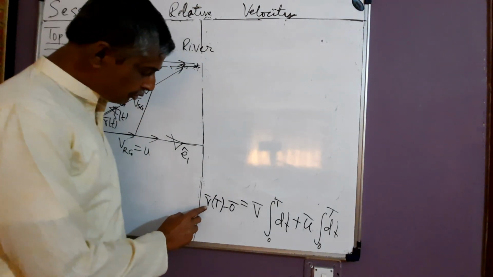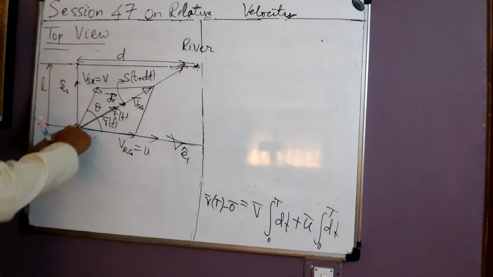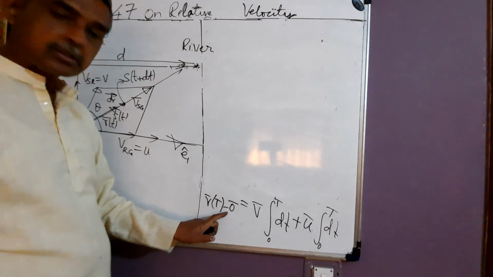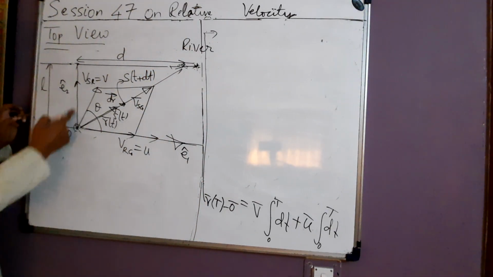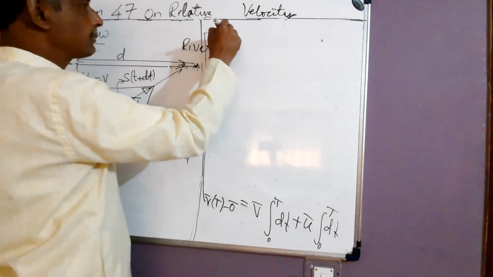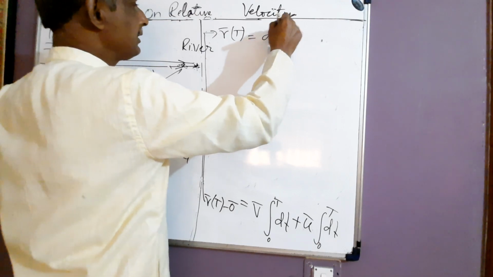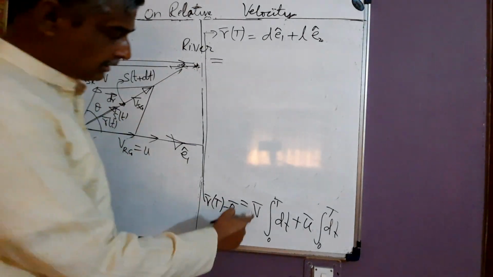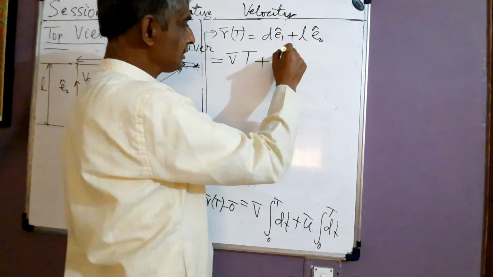Now R bracket T is the position vector of the swimmer at time capital T, at the instant when it just crosses the river. That is from here to here. The straight line vector from here to here is R bracket T. It is nothing but the displacement of the swimmer with respect to the ground in time 0 to capital T. So now this displacement has two components: a component along this direction, which is L E2, and a component along the river flow, which is D E1. So the net displacement R bracket T can be written as D into unit vector E1 hat plus L into unit vector E2 hat. That is equal to V times the integral of dt from 0 to T, which is T, plus U times the integral of dt from 0 to T, which is UT.